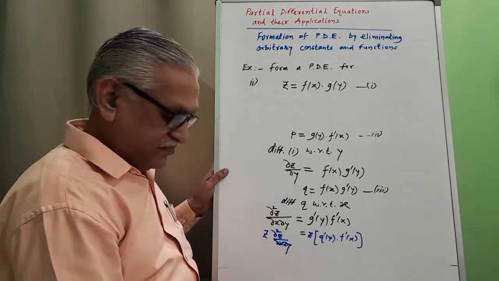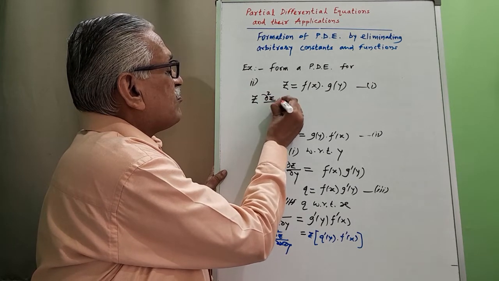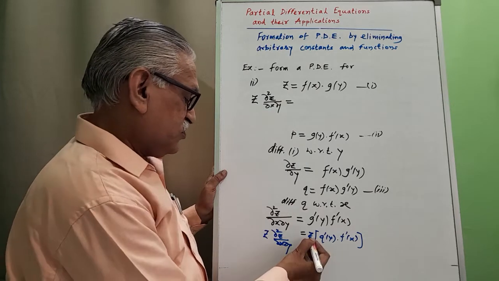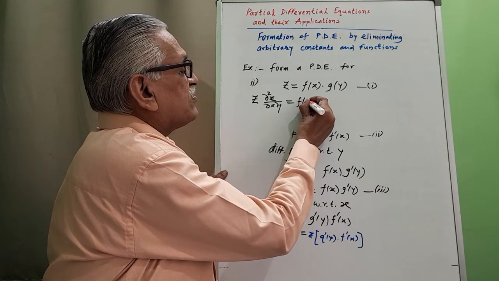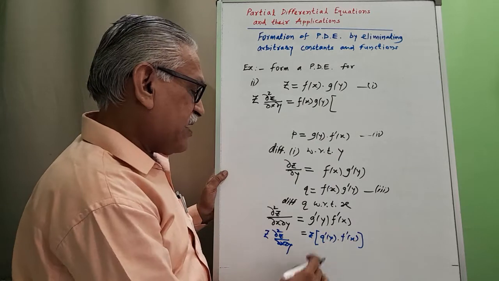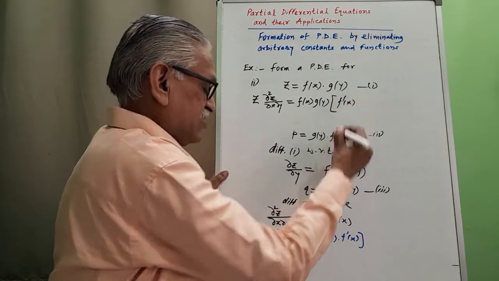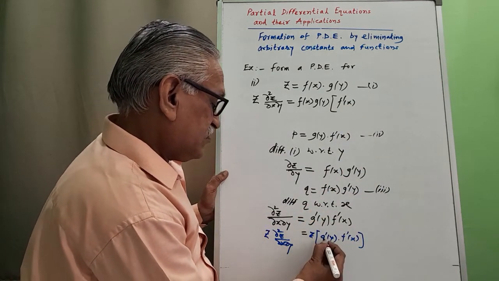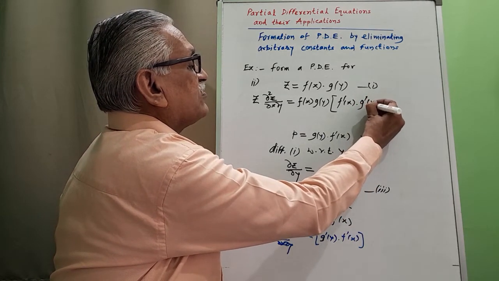We get z into ∂²z/∂x∂y is equals to z, but z is nothing but f of x into g of y multiplied by f dash of x into g dash of y.